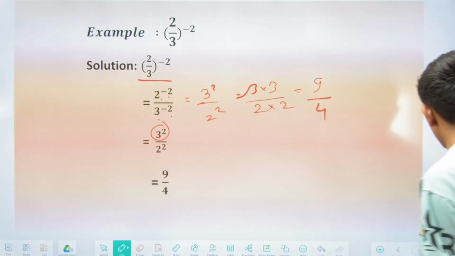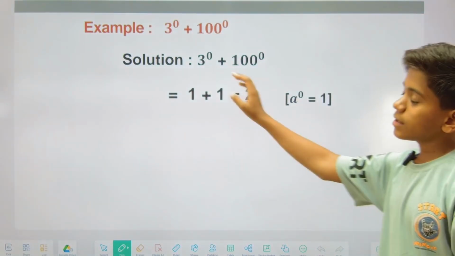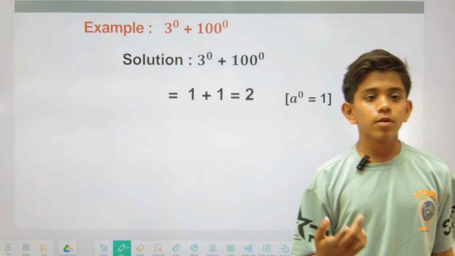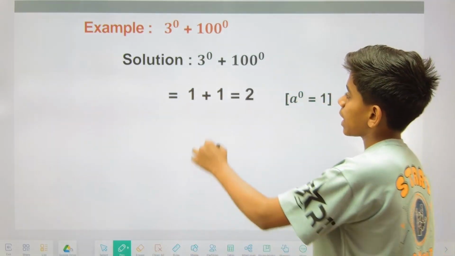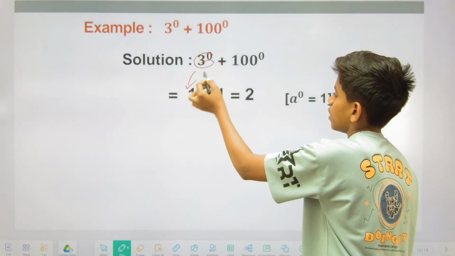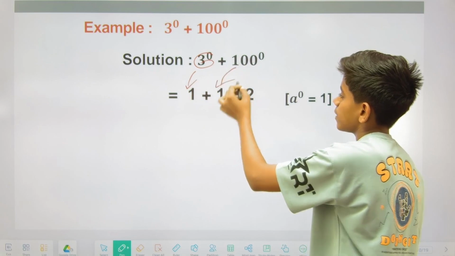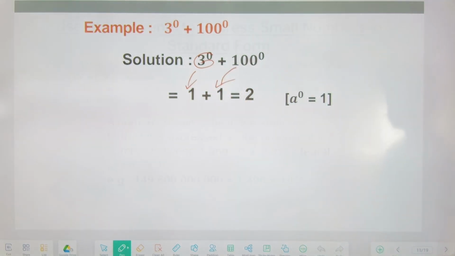9 by 4. Okay. Example, 3 to the power 0 plus 100 to the power 0. So any number having the power 0 is 1. 100 is also having the power 0, its value is also 1. So the answer will become 2.